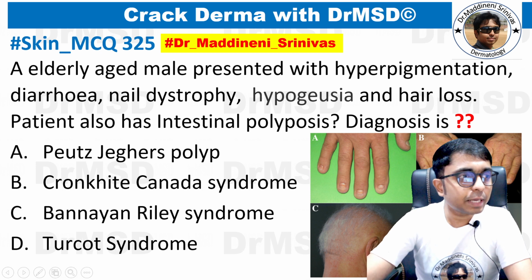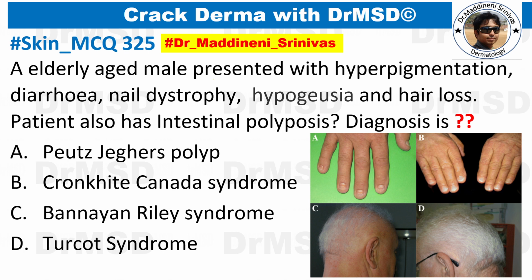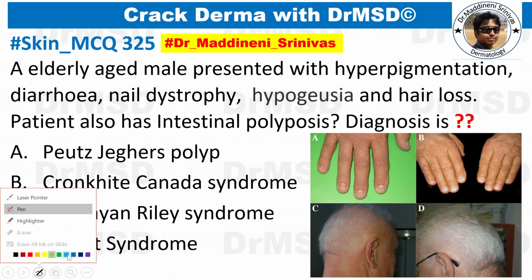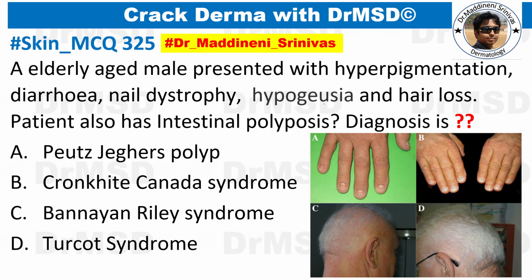And this is tomorrow's MCQ. Please look at the question and try to answer. A middle-aged man presented with hyperpigmentation, diarrhea, nail dystrophy, hypogeusia, hair loss, and he is also having intestinal polyposis. Don't just focus on the hyperpigmentation and polyposis, but also observe that he has nail dystrophy, which is shown in the picture, reduced sensation of taste, and alopecia. Putting all these together, you need to answer this. We'll see this question in tomorrow's session.